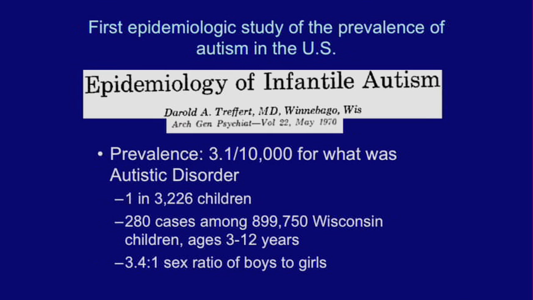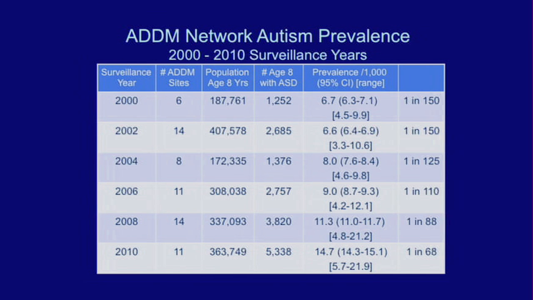And since then, this is showing the most recent data from the CDC. We have dramatically increased. I mean, now we only look at 8-year-old children, and we're seeing many more 8-year-old children than he saw of all ages. It's about 50 times more prevalent than it was, based on this 1970 report from Wisconsin.